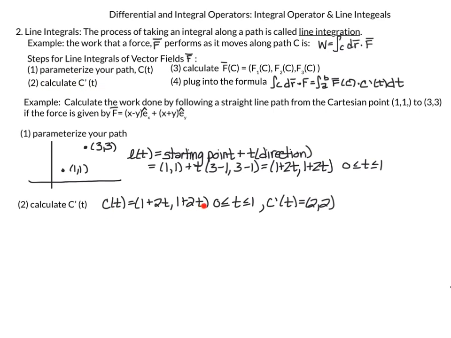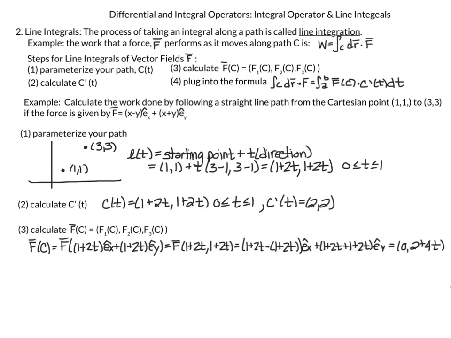So here I have C of t, which means C prime of t, the derivative of the x coordinate with respect to t is 2, derivative of the y coordinate with respect to t is 2. Step 3 is to compose my vector field f with my curve C. So I want my x coordinate composed with C, my y coordinate with C, and my z coordinate with C. So in other words, for f, I'm going to plug in for my x coordinate 1 plus 2t, and for my y coordinate, I'm going to plug in 1 plus 2t.